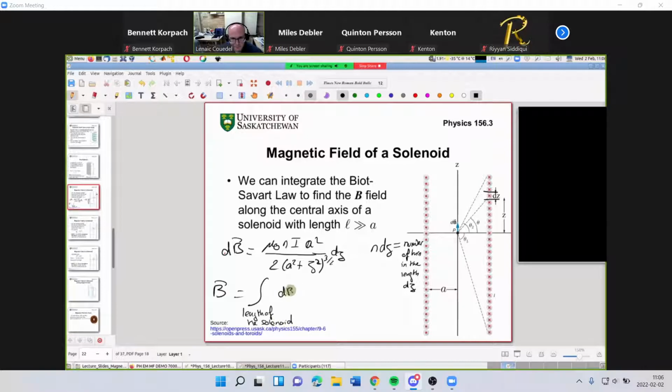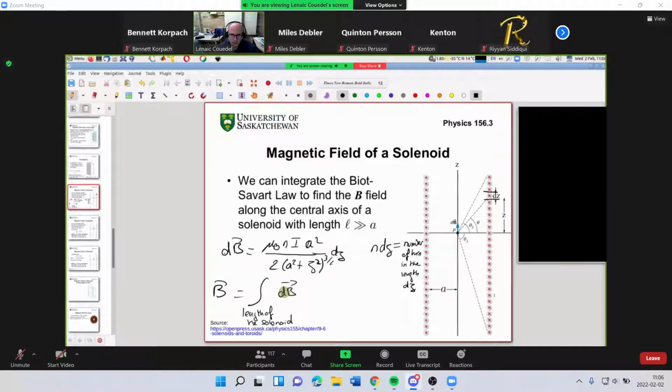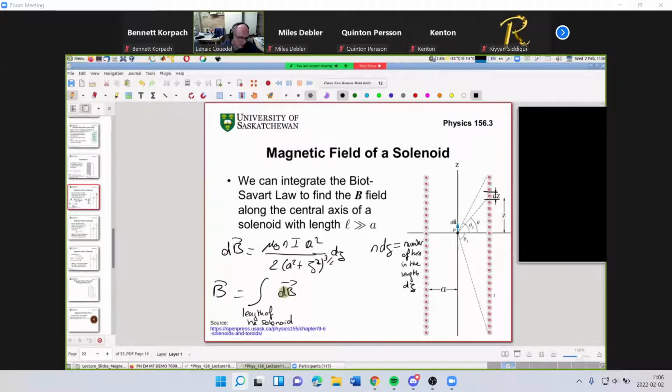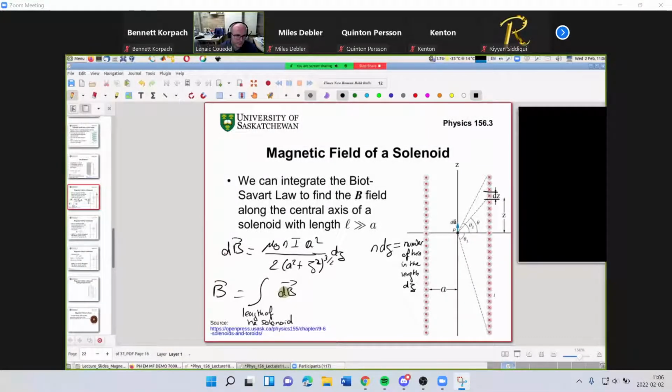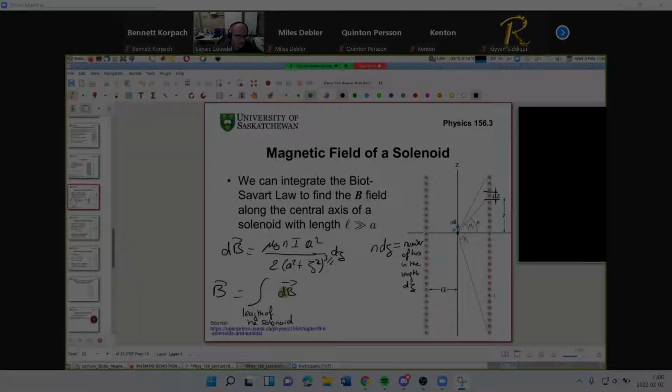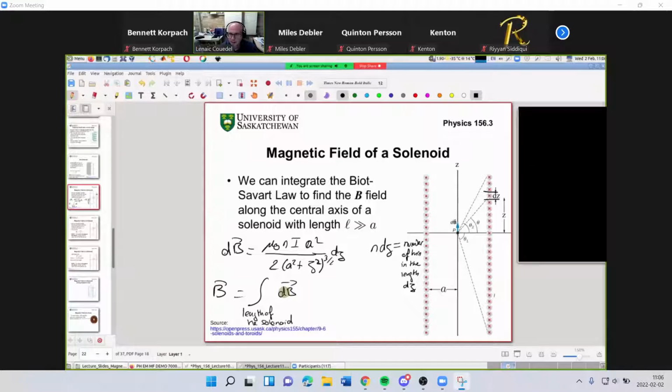of dB. And this is not an easy integral. Okay, I won't try to solve it with you because this is just pure math. It is doable. I mean, I will post on Canvas the details of this integral, but I do not expect you to know how to do it. Okay, this is crazy complicated to solve, but there is a much faster way to do it by using Ampere's law.